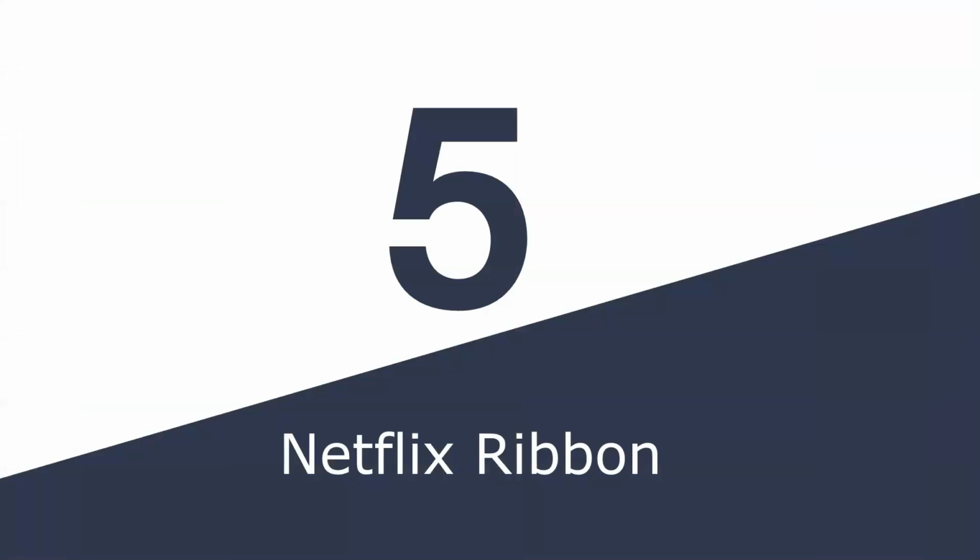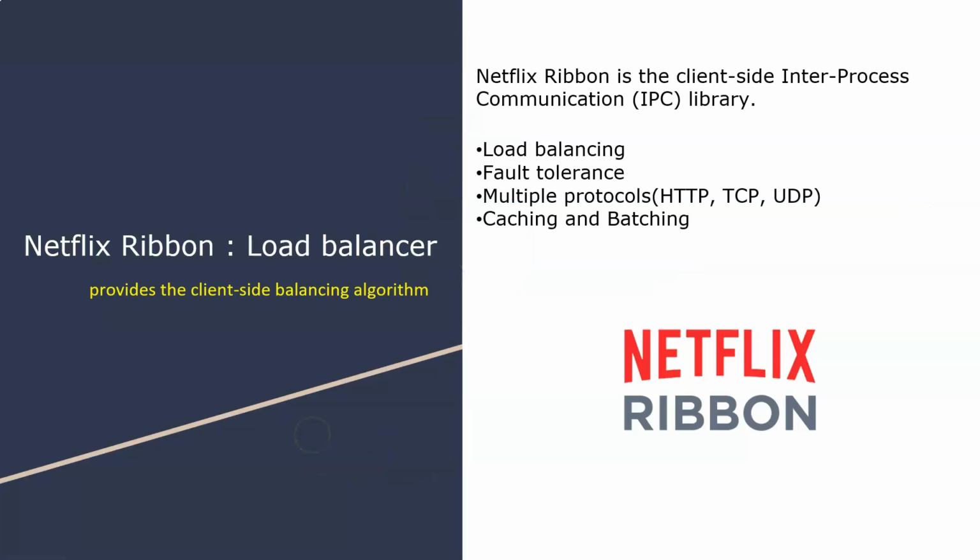Let's move forward. Now the next one is Netflix Ribbon. It is a load balancer, but it provides load balancing at the client side, right? So apart from load balancing, it also provides some of the other features like fault tolerance. It can communicate with different protocols, caching and batching.